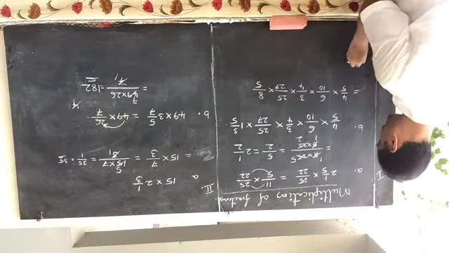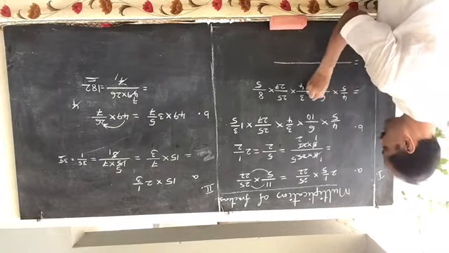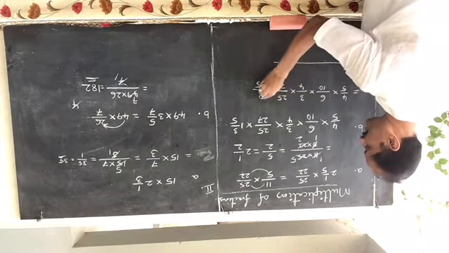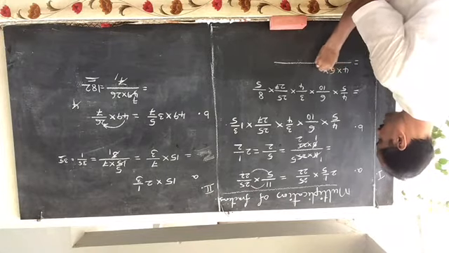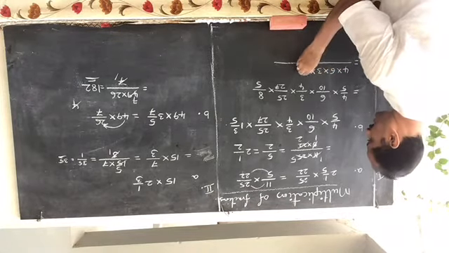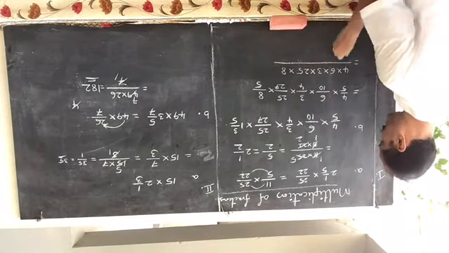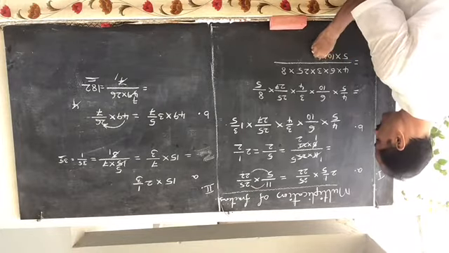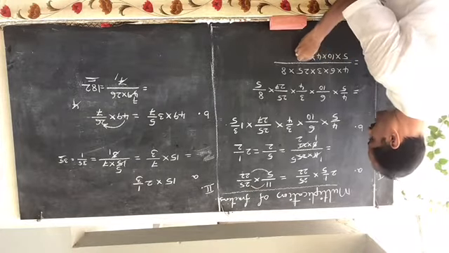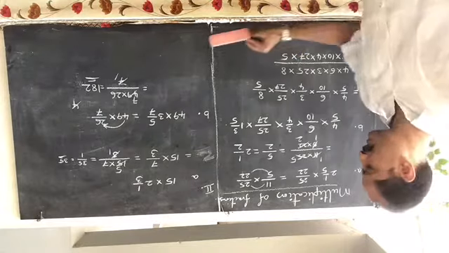Now write down the numerators as they are, 4 into 6 into 3 into 25 into 8. Write all the numerators like this, and write all the denominators, multiply: 5 into 10 into 4 into 27 into 5. Now this is the product.